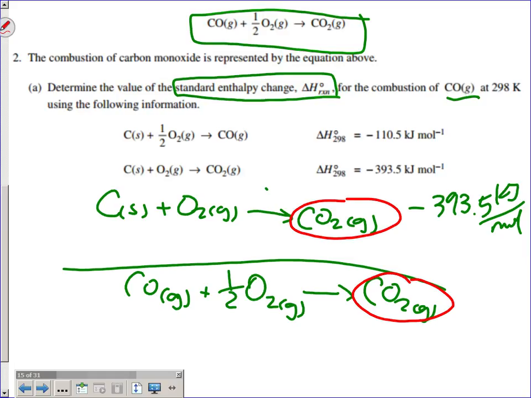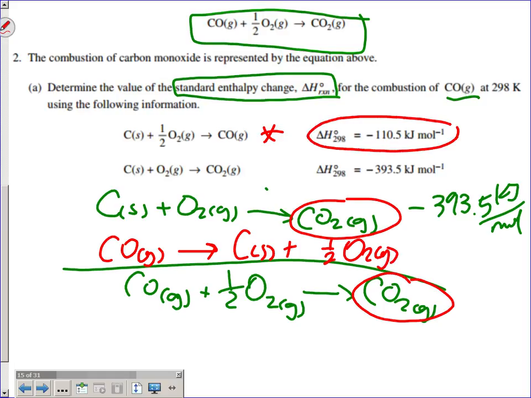You with me? Okay, so this reaction here, how do I write it down here? CO gas forms solid carbon and 1/2 of an oxygen gas. And so how do I change this? If you reverse the reaction, you flip the sign. So what's the sign? Positive 110.5 kilojoules per mole. Okay, so carbon dioxide stays. Who cancels? The two carbons, one on each side, cancel. Who else?